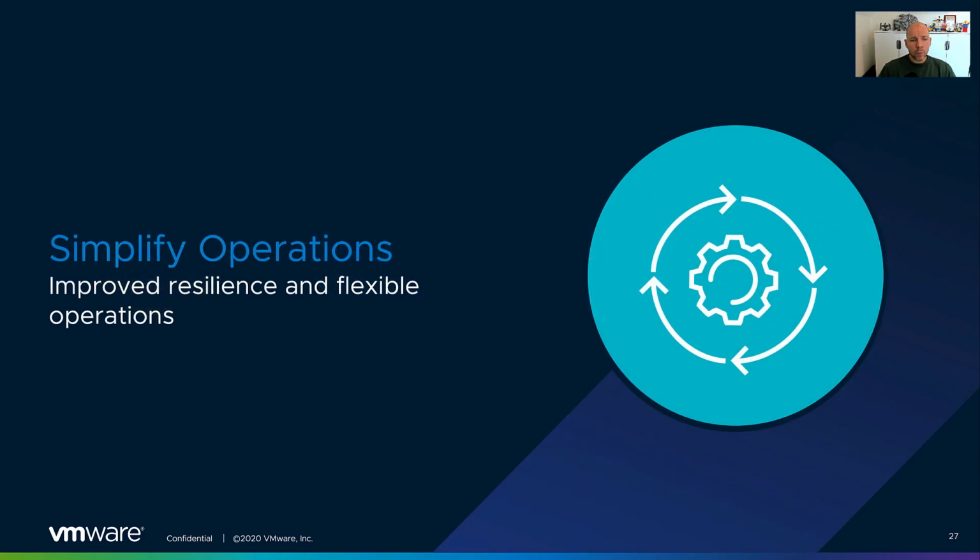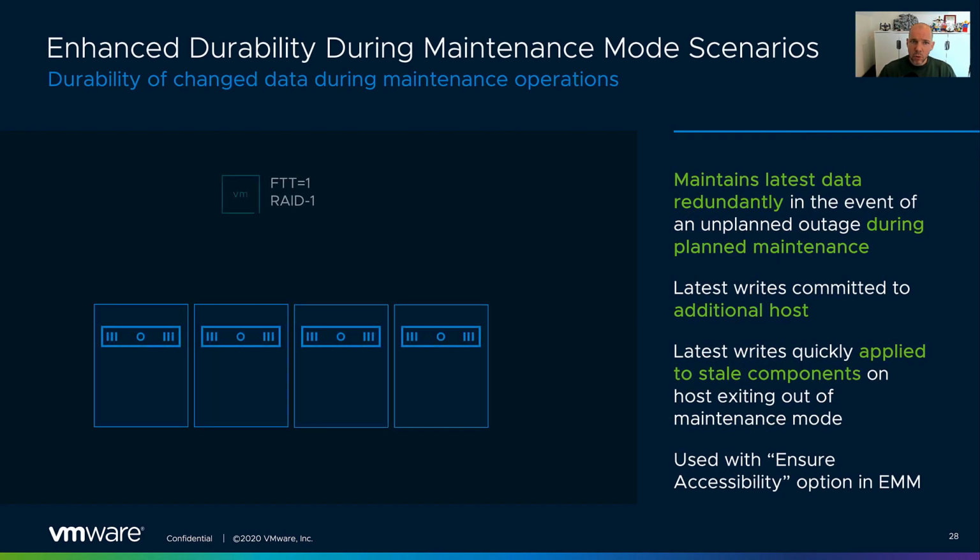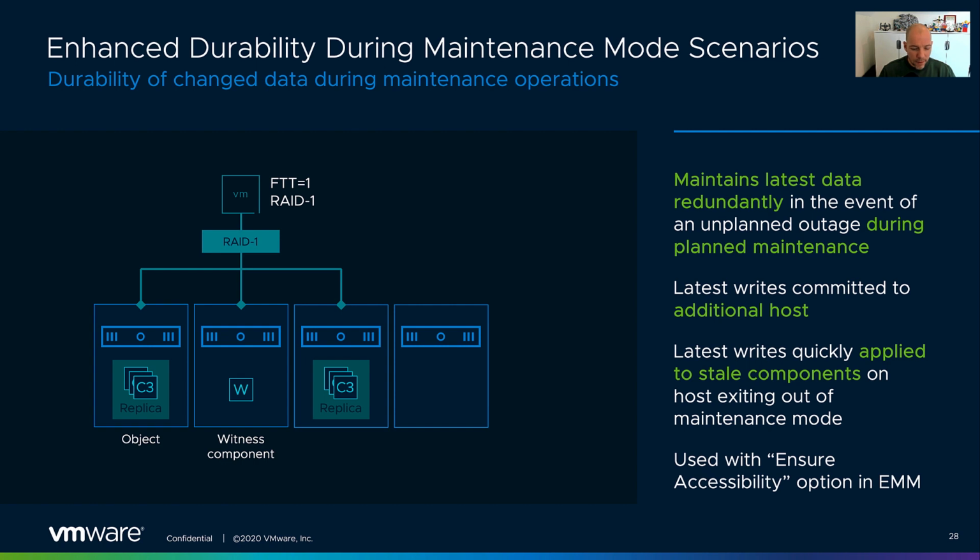Now, from an operational perspective, of course, there's also a couple of things that we introduced. Not only does this make maintenance mode a lot easier, it also improves performance when it comes to maintenance mode as well. So what am I talking about specifically? Well, this is something that internally we've referred to as Delta components so far. And basically what this provides is the ability, when you place a host in maintenance mode, to have new writes actually being written to a Delta component.